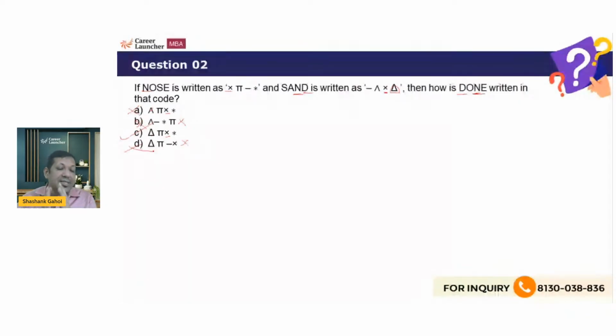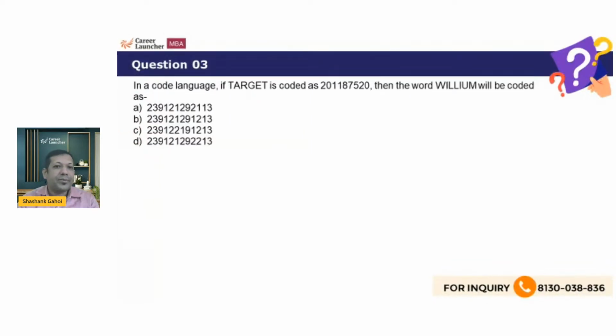So this is how you can get the answer very quickly. Your job is not to make the complete arrangement and then get the answer. Your job is to eliminate the options and get the answer. This one. Next one.